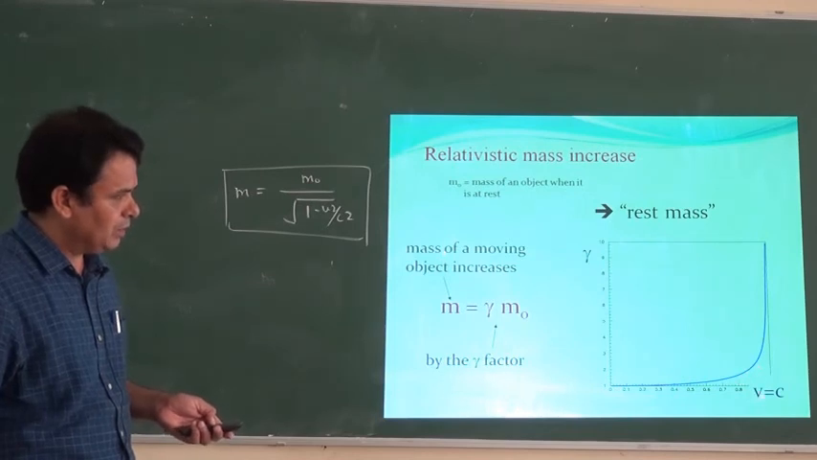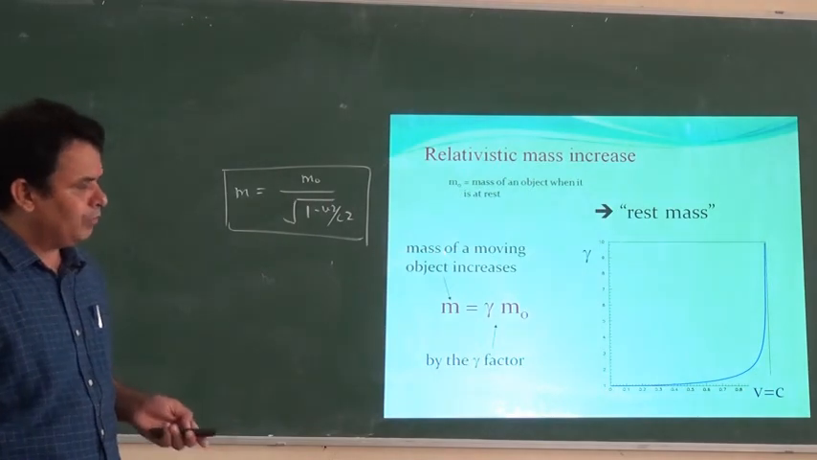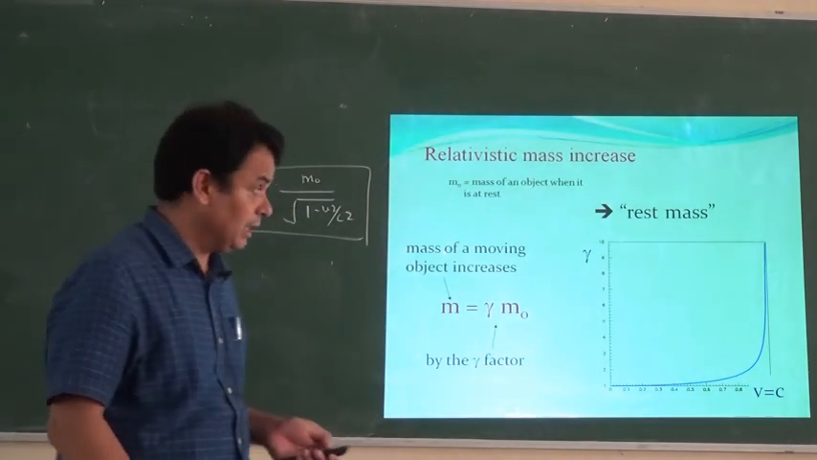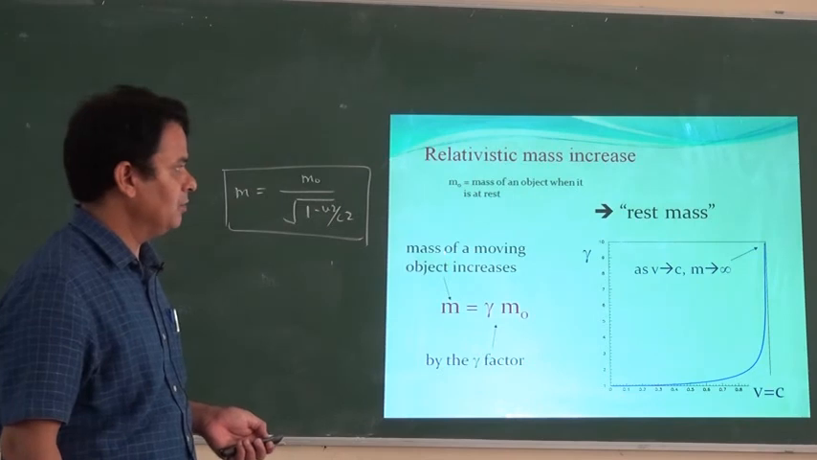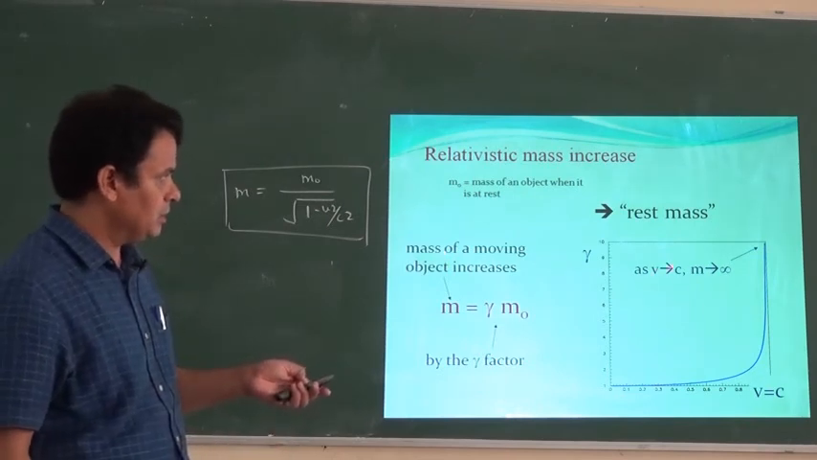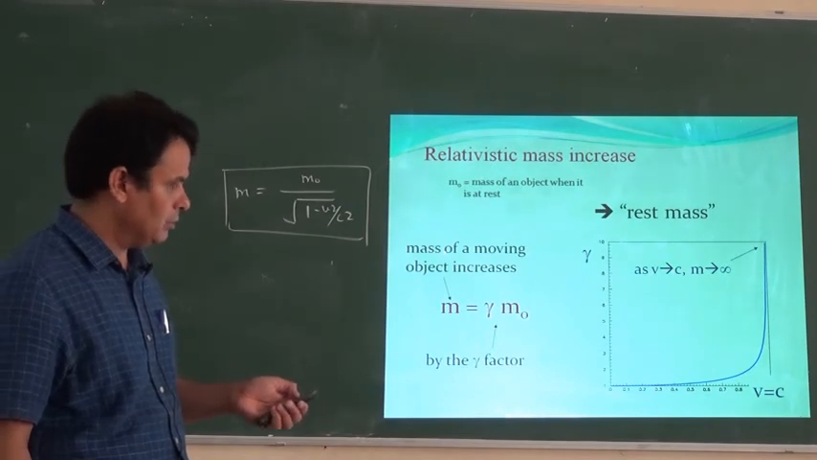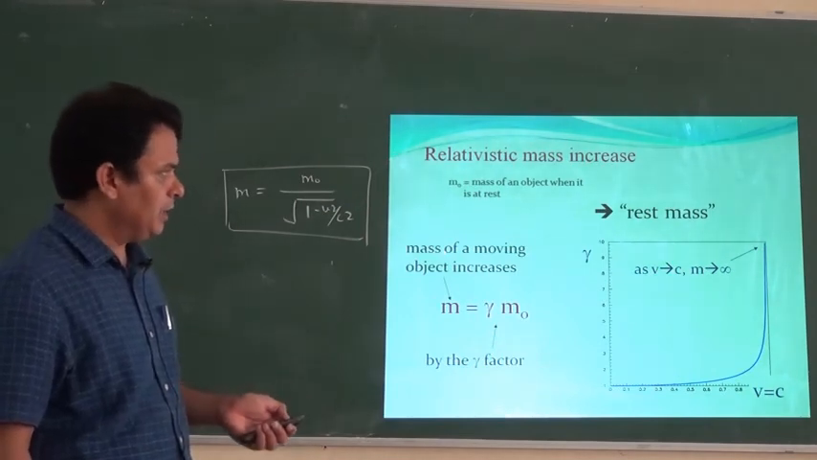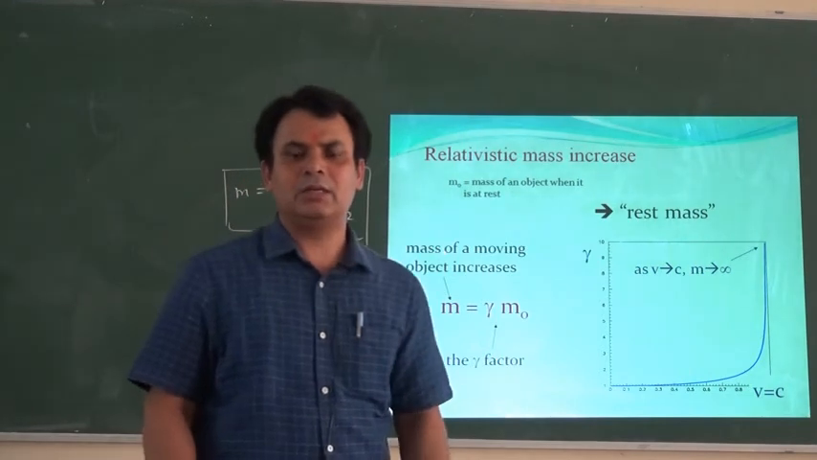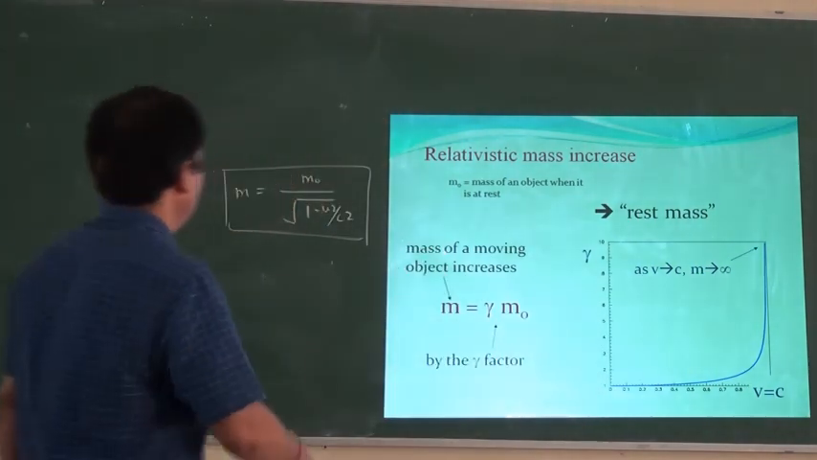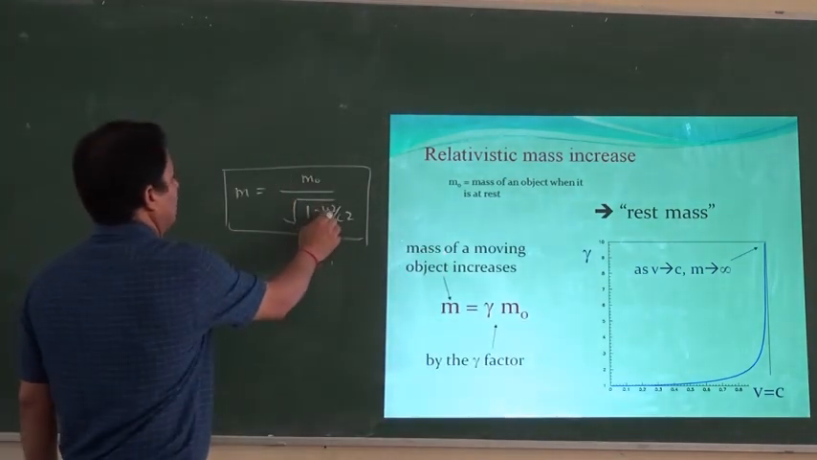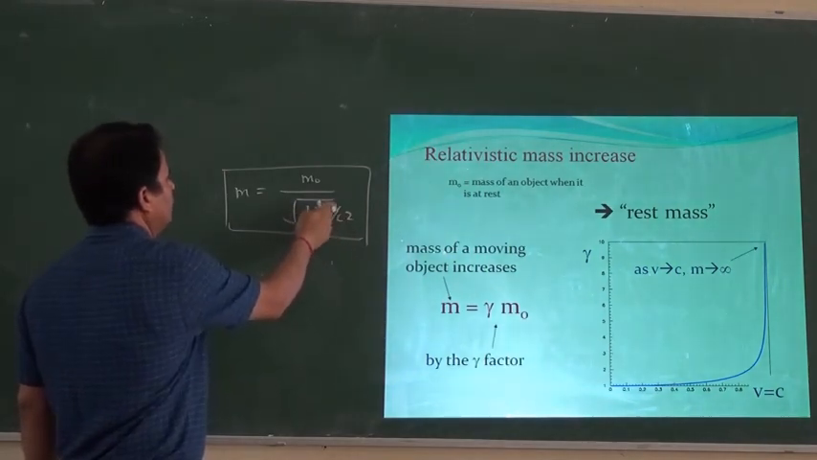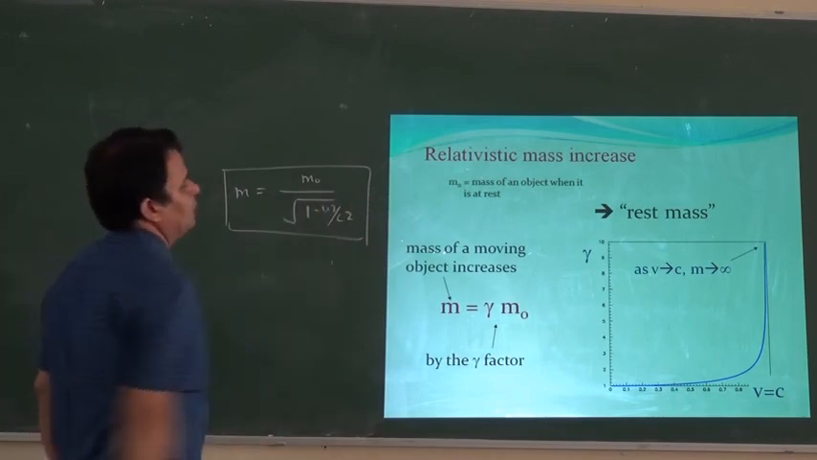When v is equal to c, then the mass of a body will be almost infinite, or it will tend to an infinite value. This expression reveals that when v is equal to c, the denominator of the expression of the varied mass, that is m is equal to m0 upon under root 1 minus v square upon c square, will be 0 and m will tend to an infinite value.